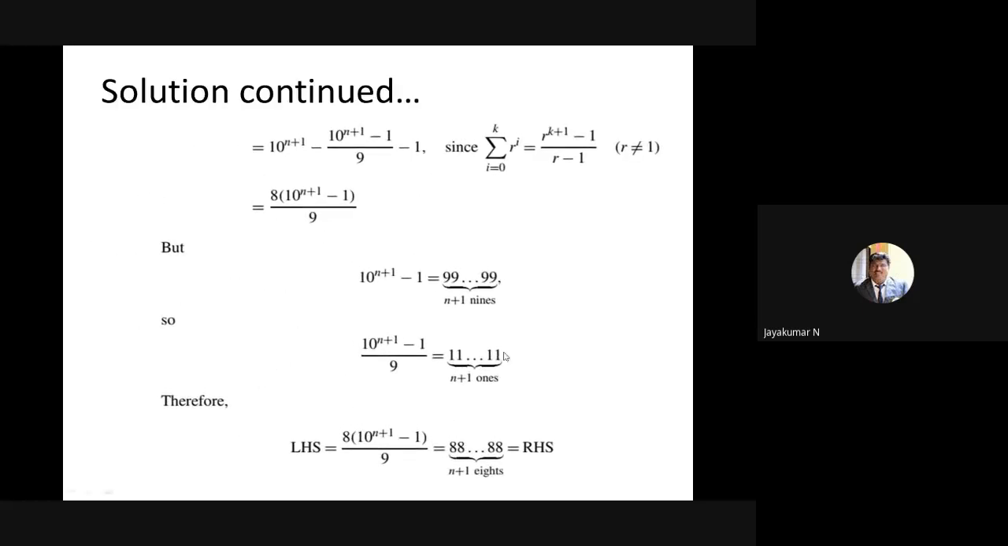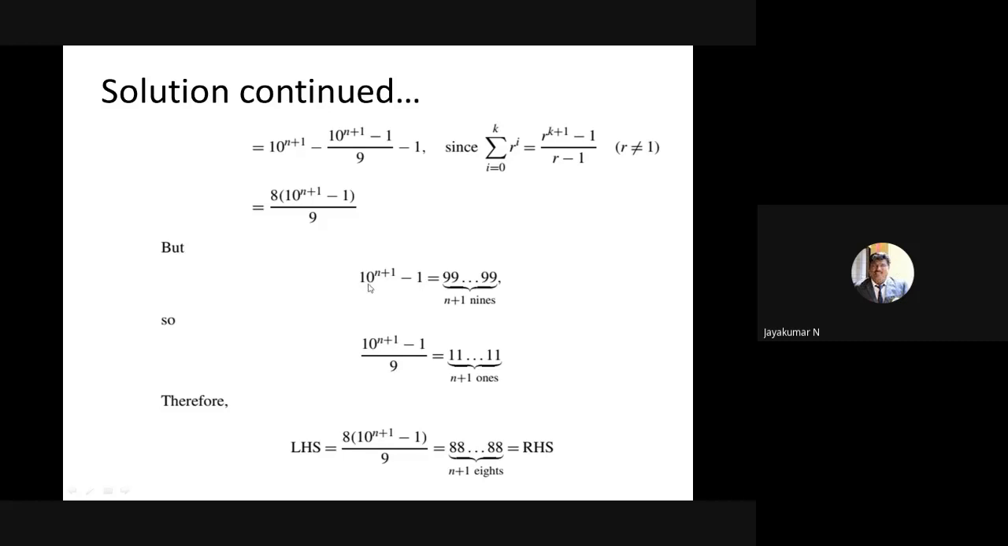Okay, 1 minute I will complete. So finally we have 10 power n plus 1. When you observe this, this is nothing but 10 power n plus 1 minus 10 power n plus 1 minus 1 by 9 minus 1. Since we have the formula, please observe this, easily you can solve it. So finally we have 8 times of, if you simplify, take the LCM, okay, 8 into 10 power n plus 1 minus 1 by 9.